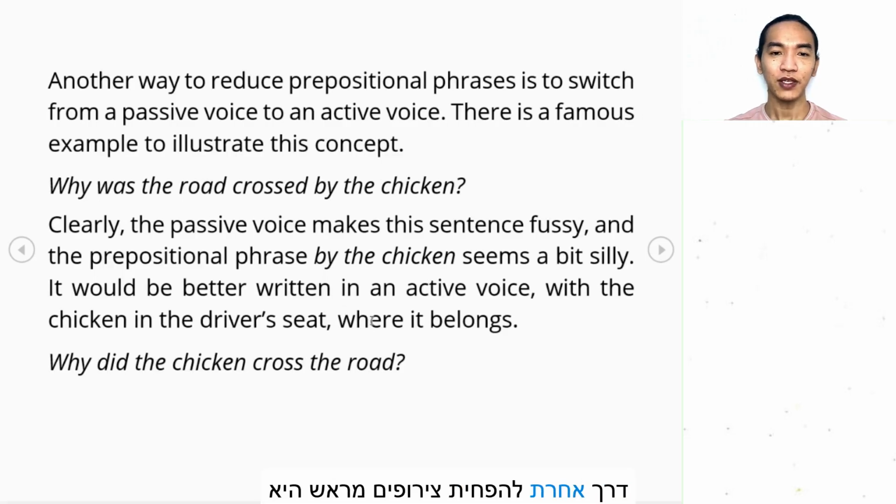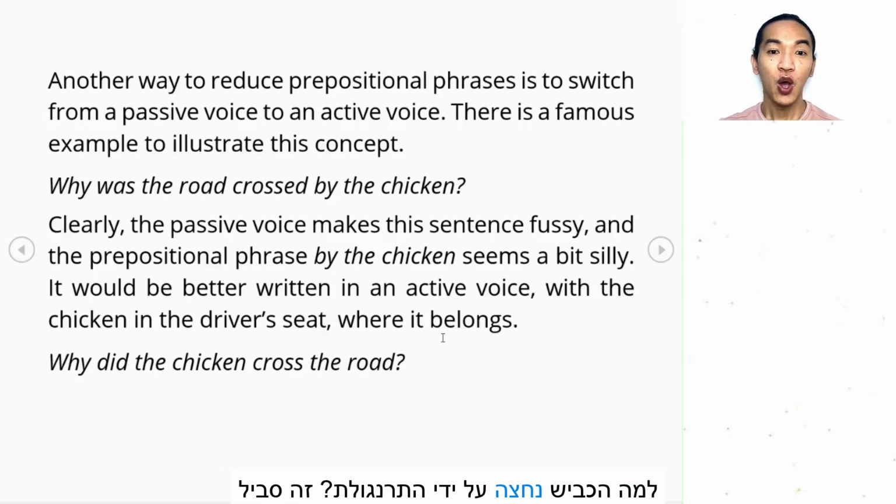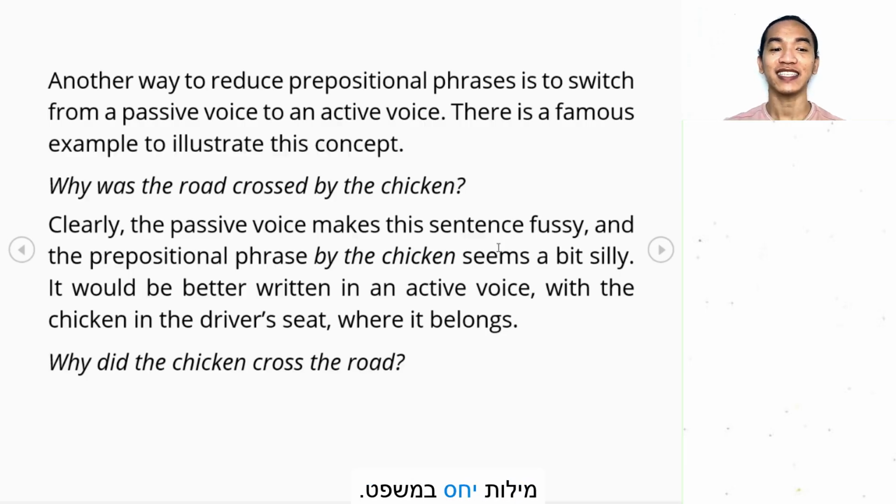Okay, so another way to reduce prepositional phrases is to switch from the passive voice to the active. So sometimes by converting from passive to active, you are reducing your prepositions. Why was the road crossed by the chicken? So this is a passive voice. It makes the sentence sometimes confusing. Then you can convert it into active voice. Why did the chicken cross the road? Okay, as you can see, we don't have so many prepositions or prepositional phrases in the sentence.